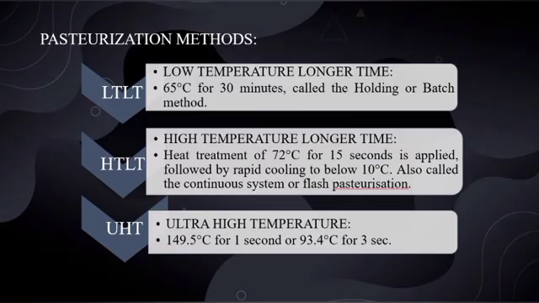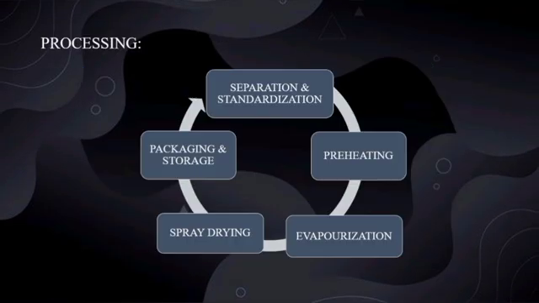The last step involves ultra high temperature. The milk is heated at 149.5 degrees Celsius for 1 second or 93.4 degrees Celsius for 3 seconds. The processing involves separation and standardization, preheating, evaporation, spray drying, and packaging and storage.